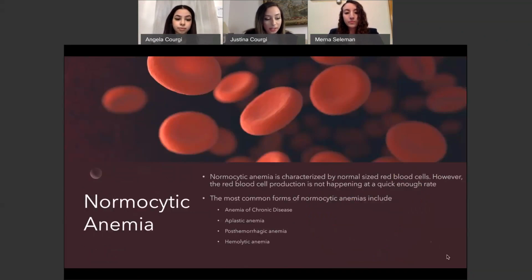Next is normocytic anemia, which is characterized by normal-sized red blood cells. However, red blood cell production is not happening at a quick enough rate. Other reasons for this anemia are increased destruction of red blood cells, a greater volume of plasma, or a mix of both microcytic and macrocytic anemia. To identify this anemia, we see a normal MCV, but on the hematocrit, the hemoglobin is at a much lower level. The most common forms of normocytic anemia include anemia of chronic disease, aplastic anemia, post-hemorrhagic anemia, and hemolytic anemia.